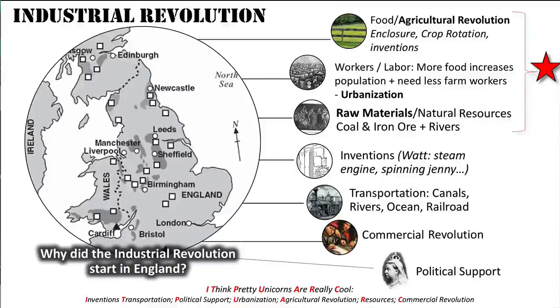The final reason why the Industrial Revolution starts in England, and you can think of this as political support. Long story short, England has a very stable government, and this is a government that is going to support the development of businesses. We're going to learn later about the idea of laissez-faire, and this idea that the government does not get itself involved in business. So the laws and things like that were created to support business and support the growth of business.